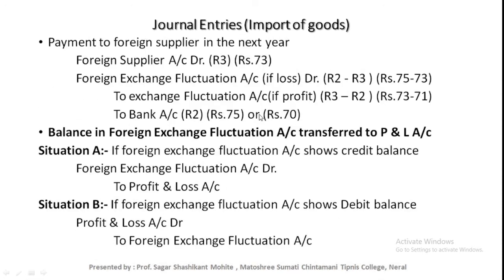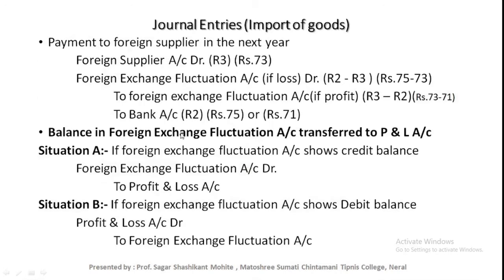But in the current entry we consider R3 as a base rate. R3 means exchange rate on the date of year end. We consider R3 as a base rate, that is foreign supplier will charge R3, if we assume that R3 is 73. If the current exchange rate, that is R2, is rupees 75, at that time there will be loss because we need to pay more than the closing exchange rate. The journal entry will be foreign supplier account debit rupees 73, foreign exchange fluctuation account rupees 2, 75 minus 73, to bank account rupees 75.